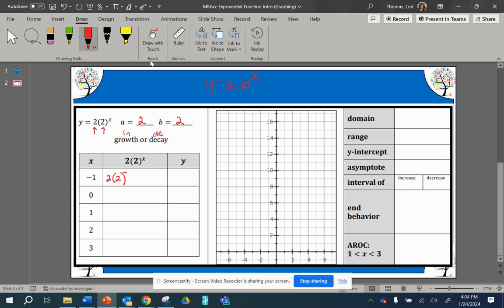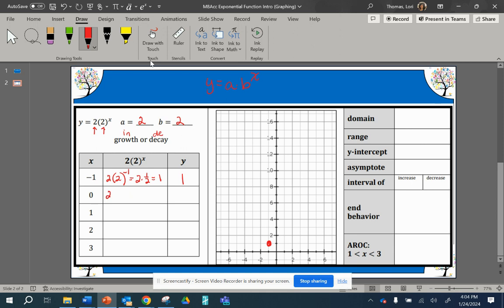So we're going to plug in -1 for x. 2 to the -1 is 1/2. Remember, whenever we have a negative exponent, it reciprocates the base. And 2 times 1/2 is 1. So we get an output of 1. So 1 point is -1, 1. So let's plot that point.